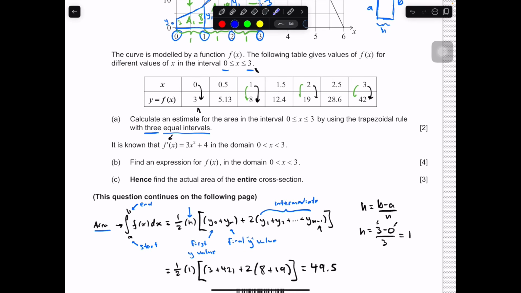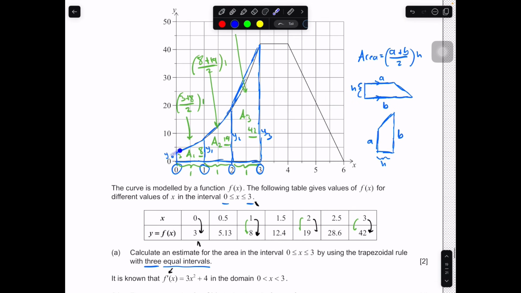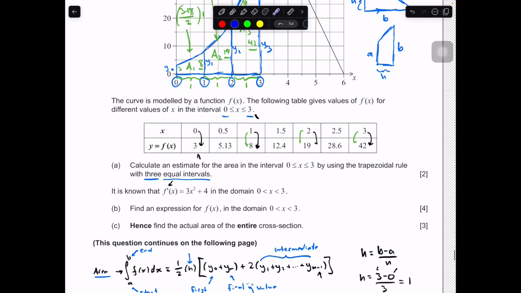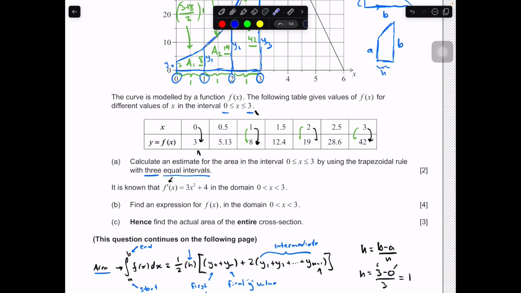I'd imagine it's quite challenging. It is known that f prime of x is equal to 3x squared plus 4 in the domain where x is greater than 0 and less than 3. So we have this function here, which is given by f of x. The derivative of this function between these values, where x is greater than 0 and less than 3, is equal to 3x squared plus 4. Find an expression for f of x in the domain where x is greater than 0 and less than 3.